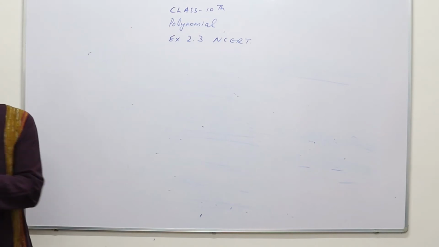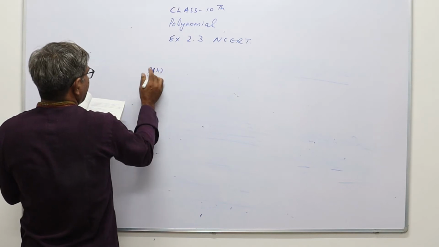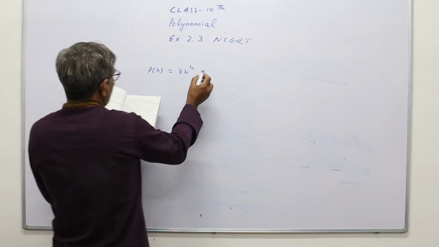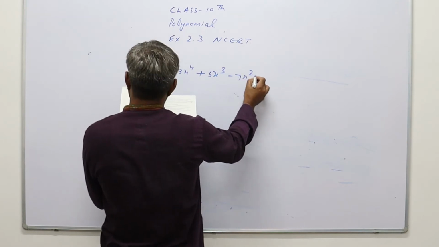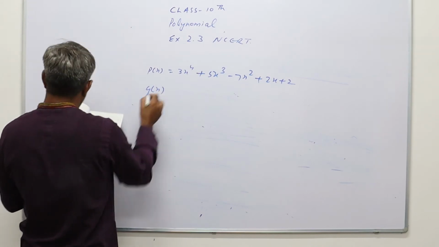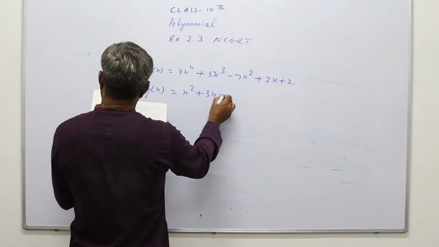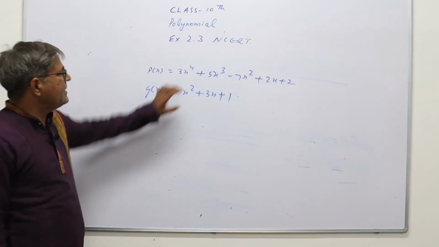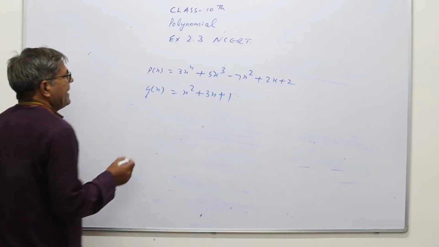The second question is, we have to prove that the polynomial p(x) is equal to 3x power 4 plus 5x cube minus 7x square plus 2x plus 2, and g(x) is given. g(x) is x square plus 3x plus 1. What we have to prove? We have to prove that this g(x) is a factor of this p(x). So divide p(x) by g(x).